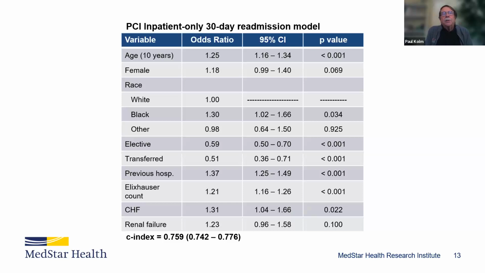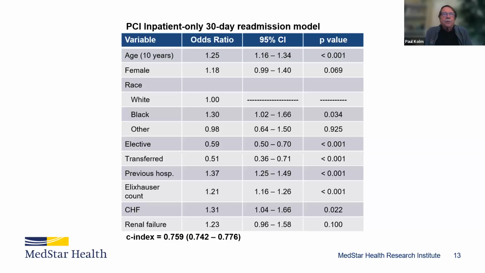And then we have race, which now has 3 categories. So whenever you have a categorical independent variable, one of them is what we call the reference group. And so in this case, I've made whites the reference group. And so you see you just put in their odds ratio as 1. And so when we have this odds ratio of 1.3 for blacks, what that means is that the odds of readmission is 30% greater in black race than it is in white.